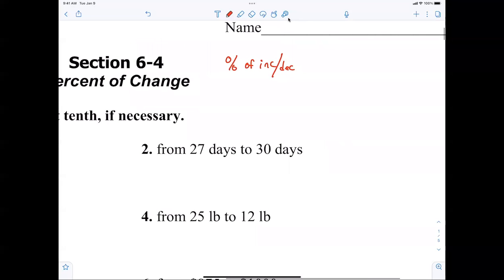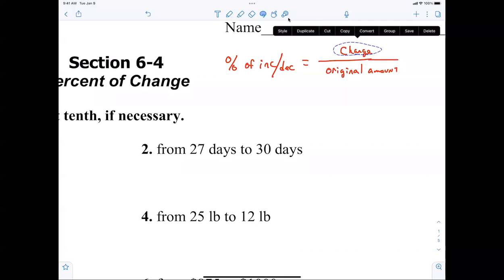Okay, the percent of increase is equal to the change divided by the original amount. Last class could not tell me what I meant by change, so I'm hoping someone in here can tell me what the change is. Ryan, do you think you can tell me? The difference. What does difference in math mean? Subtraction. Yeah, it's just subtracting. What am I subtracting? The two numbers. Right, you have an original, and you have where you ended up.